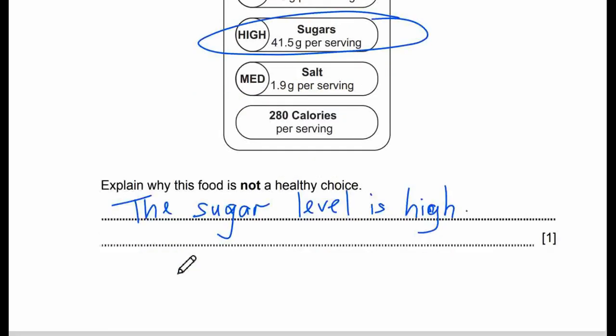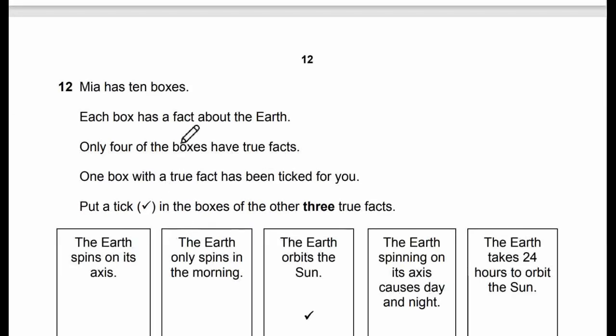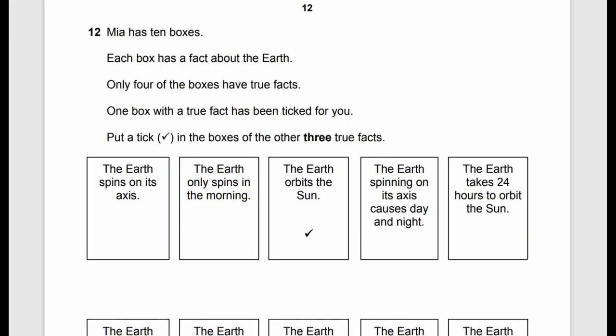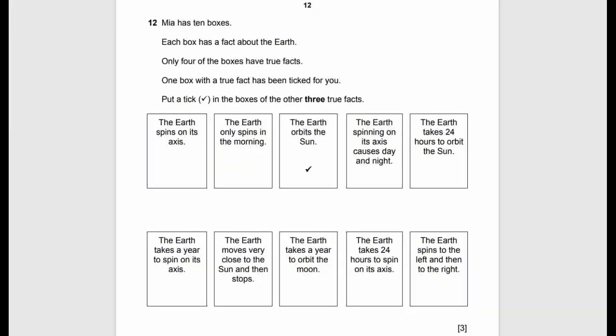Let's move to the next number. 12. Mia has 10 boxes. Each box has a fact about the earth. Only 4 of the boxes have true facts. So let me zoom this out. One box with a true fact has been ticked for you. Put a tick in the boxes of the other 3 true facts. So we need to find another 3 boxes to put ticks on.